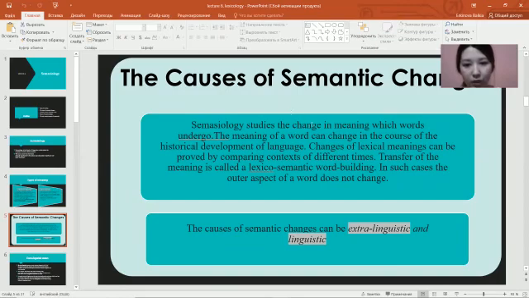So the next slide, the causes of semantic changes. Semasiology studies the change in meaning which words undergo. The meaning of a word can change in the course of the historical development of language. Changes of lexical meanings can be proved by comparing contexts of different times. Transfer of the meaning is called a lexicosemantic word building. In such cases, the outer aspect of a word does not change. For example, in the Middle Ages, people used to use "thee" instead of "you" today. The causes of semantic changes can be extra-linguistic and linguistic.